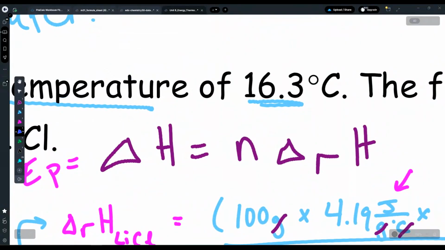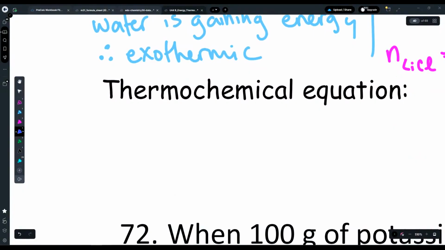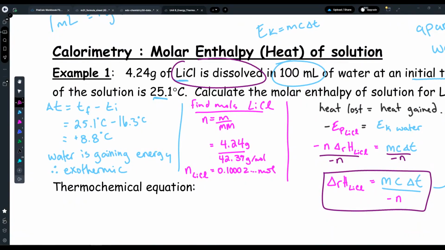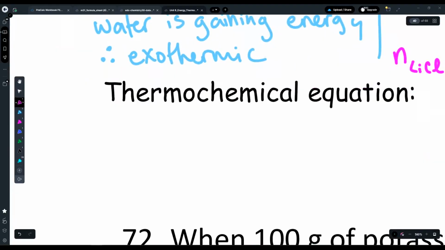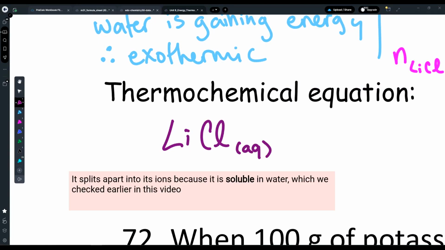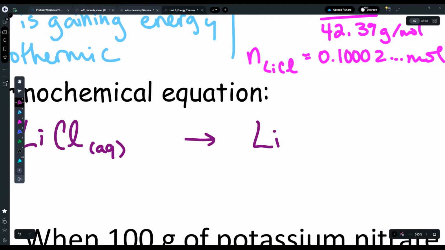So I want to first start off by writing the balanced chemical equation for this thermochemical equation. What turns it from a chemical equation to a thermochemical equation is the addition of an energy term. Remember, this is all about lithium chloride being dissolved in water. So I'm going to write it as lithium chloride, and we're putting it in water, so I'm writing it as aqueous, and the whole point of this is to just show that it's splitting apart into its ions here.